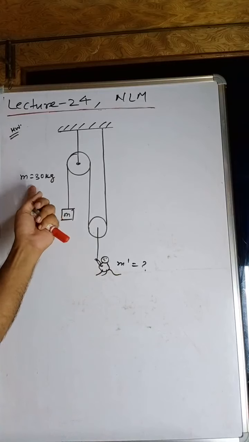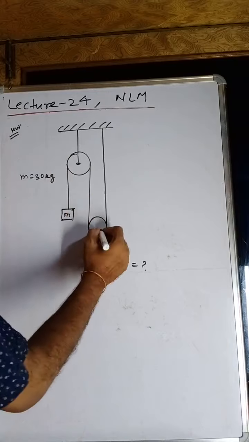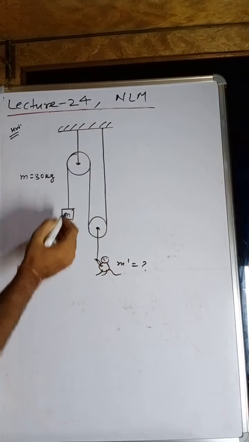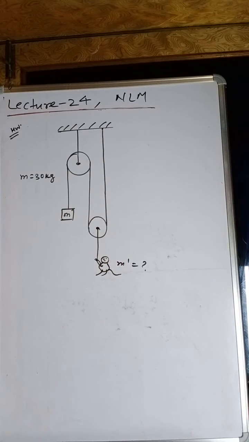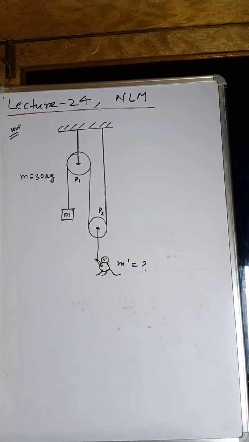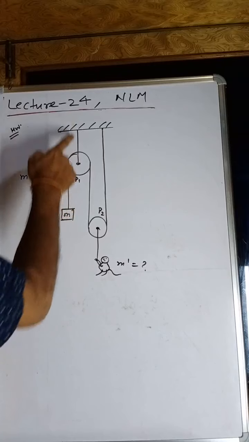Here m is equal to 30 kg. All the pulleys are frictionless and massless. Here from this pulley one string is attached. The one string goes over this pulley and then to this pulley P2 and comes here. This is the pulley P1, and this is the pulley P2. Okay, my dear students, what you have to find? Mass of the monkey so that the system remains in equilibrium. And second thing, you have to find the tension in each string. Here in this string, in this string, in this string. Okay, you have to find.